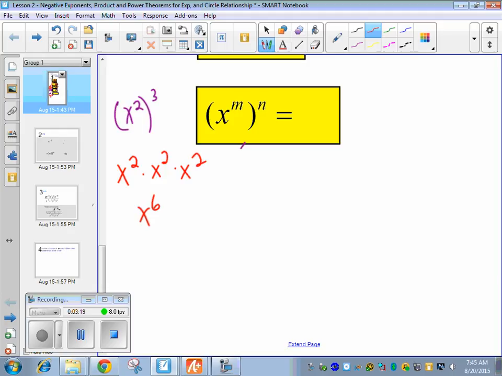But I could have skipped that middle step by doing what with these two numbers? Multiplying, all right? So the shortcut rule here is that we multiply. So when you have a power to a power, and there's parentheses involved, it would just be x to the m times n. How many of you guys actually remember most of those? Good.